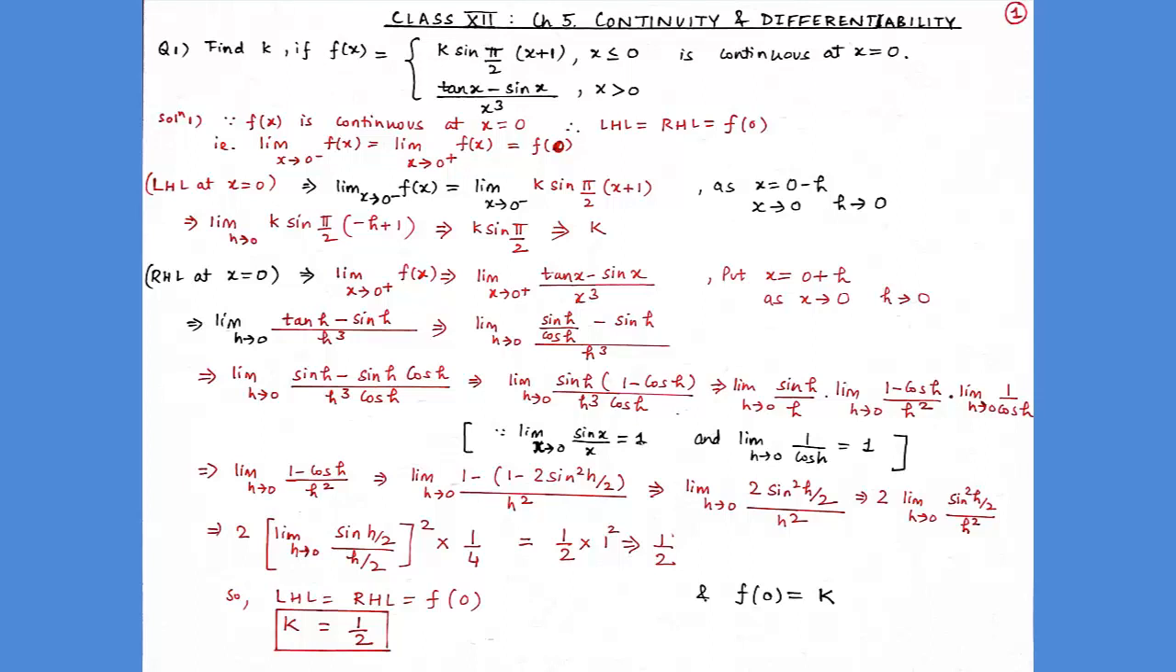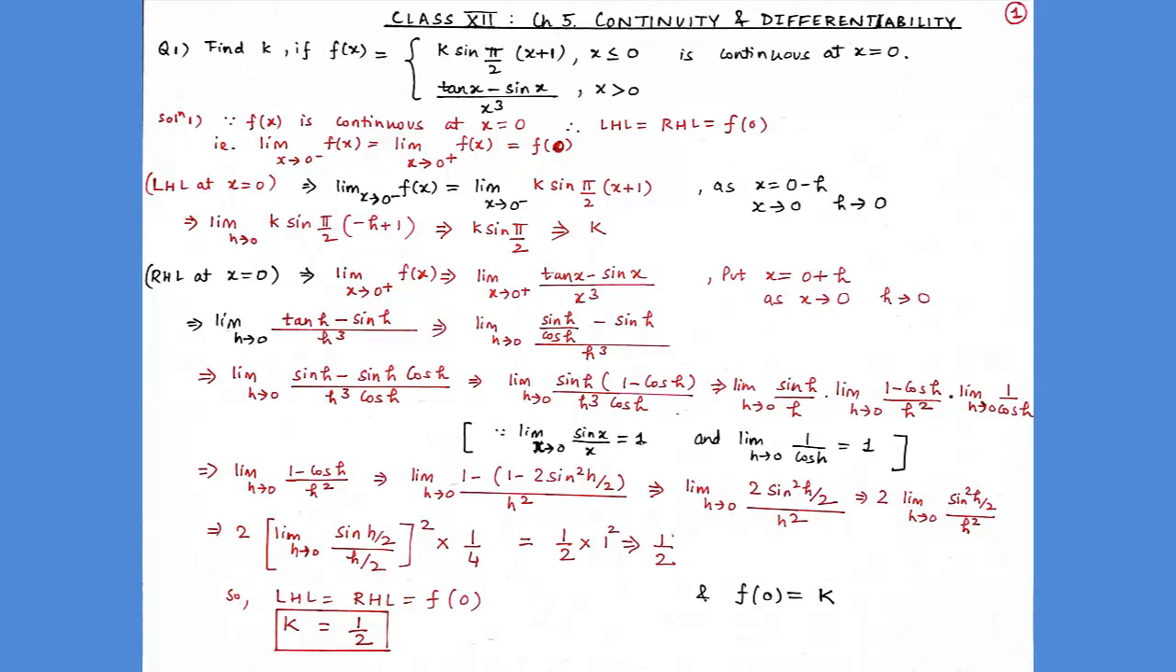So from here we can write limit x tends to 0 minus f(x) equals limit x tends to 0 minus, and we know according to our question that our function f(x), if x is less than or equal to 0, gives us k sin(πx/2) + 1. So from here we will put x = 0 − h. As x tends to 0, h approaches 0. Therefore we can write limit h tends to 0 of k sin(π/2 × (−h)) + 1. On substituting the limit h tends to 0, we get k sin(π/2), and we know that sin 90 is equal to 1. So from here we get left hand limit is equal to k.